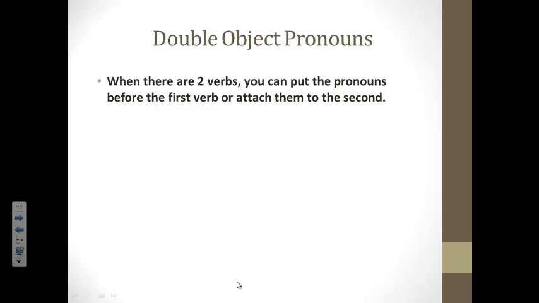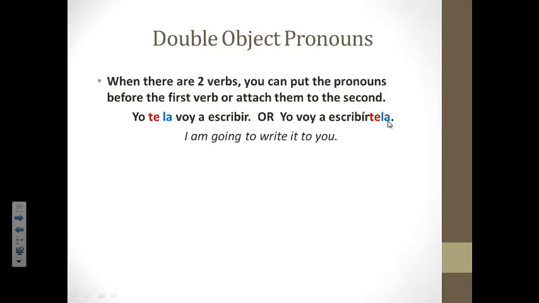Go back to the bottom section of number 3, and this is just something to do with pronunciation and stress. We talked about that when there's two verbs, you can put the pronouns before the first verb or attach them to the second, right? But if I'm attaching two pronouns, which is essentially two syllables, to the end of a word, that changes where the natural stress falls. So when that happens, I'm going to need to accent.